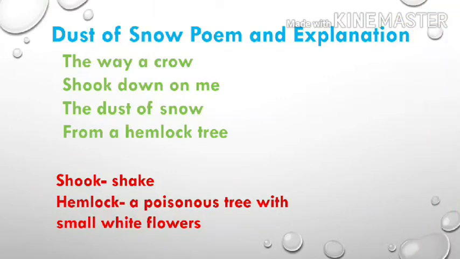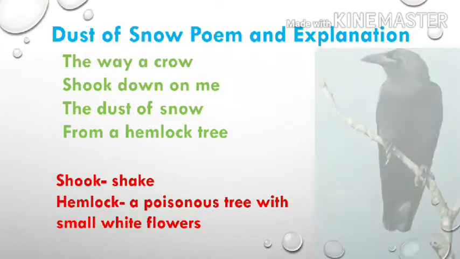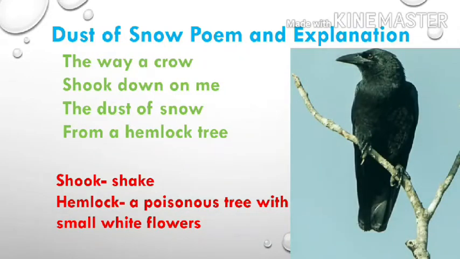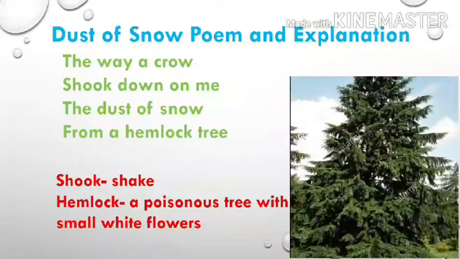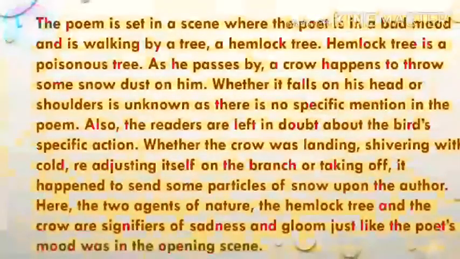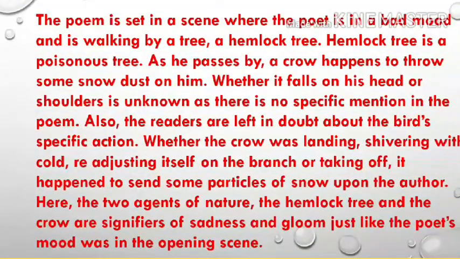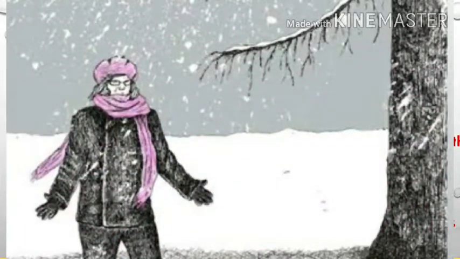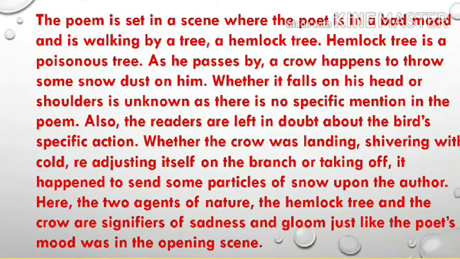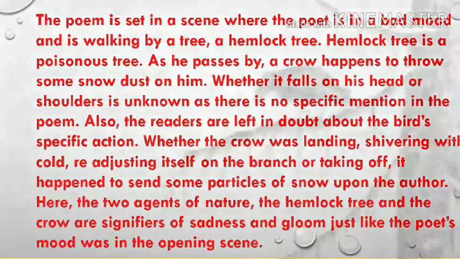Now let us see the explanation of the poem. The way a crow shook down on me the dust of snow from a hemlock tree. Here shook means shake. Hemlock is a poisonous tree with small white flowers. In this stanza, the poem is set in a scene where the poet is in a bad mood and is walking by a tree, a hemlock tree. Hemlock tree is a poisonous tree. As he passes by, a crow happens to throw some snow dust on him.